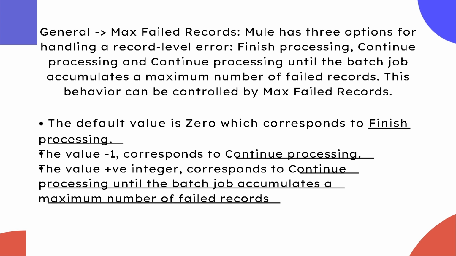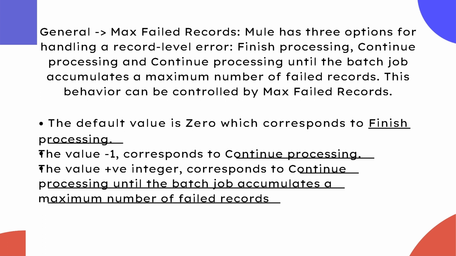So what does it mean? Let's say you have configured it as 0, or by default it is 0. Let's say you have two batch steps, batch step 1 and batch step 2, and one of the records fails in batch step 1. Because max failed record is configured as 0, it will not pass that failed record to the next batch step, and processing will stop there. So that's how it works, guys.